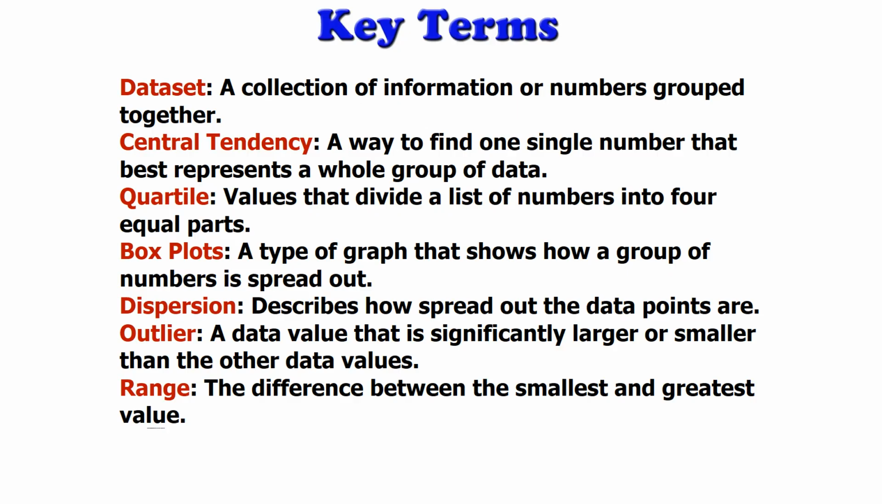Quartiles are values that divide a list of numbers into 4 equal parts. Box plots, or box and whisker plots, are a type of graph that shows how a group of numbers is spread out. Dispersion describes how spread out the data points are. An outlier is a data value that is significantly larger or smaller than the other data values. And range is the difference between the smallest and greatest value.